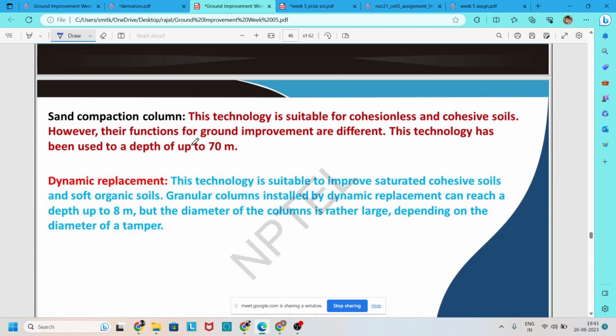Now we discuss the sand compaction column and stone column. The sand compaction column is suitable for cohesionless and cohesive soil also, but the function is different. If we apply it in cohesionless soil, it comes under the vibro compaction method. If we apply it in cohesive soil, it comes under the vibro replacement method. This technique is very suitable for greater depths, up to 70 meters. If we have to improve the ground up to 50 or 70 meters, this technique is very suitable.